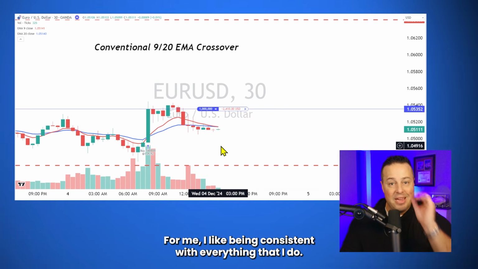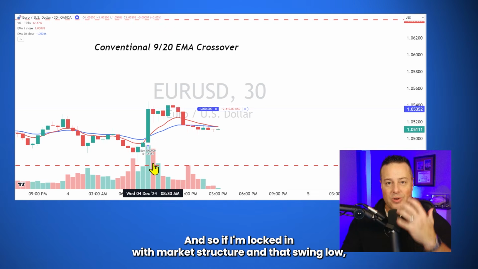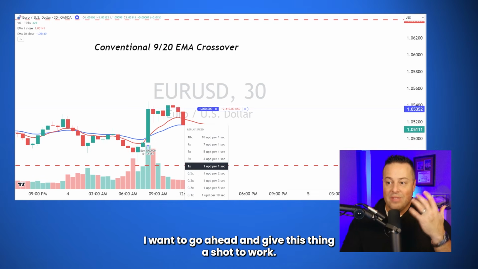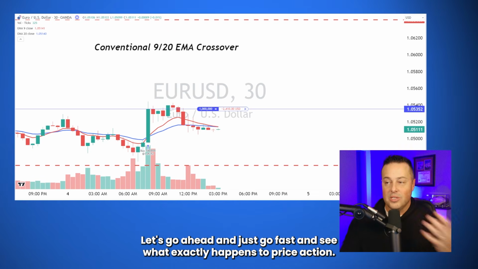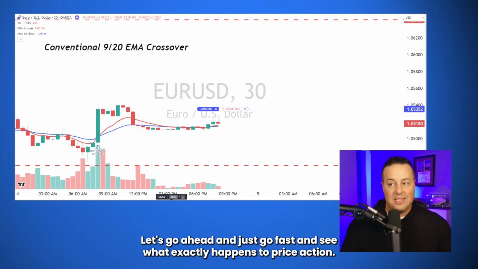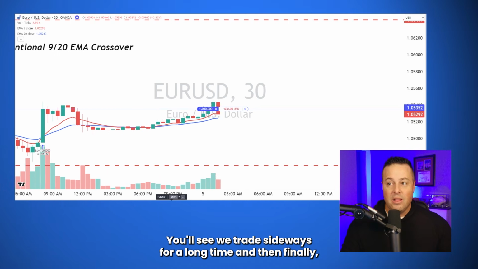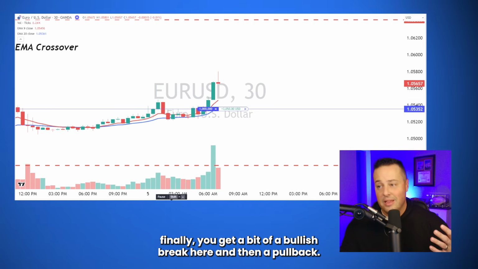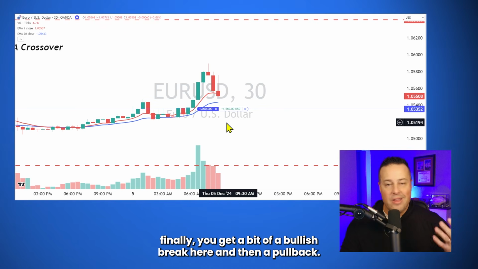For me, I like being consistent with everything that I do. And so if I'm locked in with market structure and that swing low, I want to go ahead and give this thing a shot to work. Let's go ahead and just go fast and see what exactly happens to price action. You'll see we trade sideways for a long time, and then finally, you get a bit of a bullish break here and then a pullback.